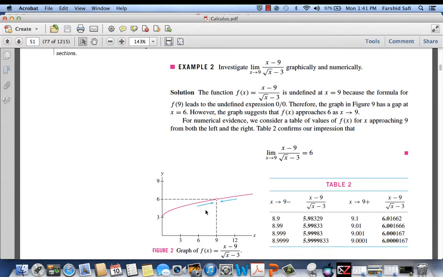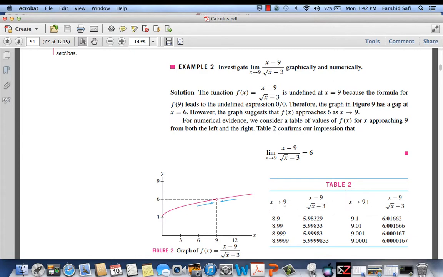I would suggest you actually take your two thumbs and place them where the blue arrows are, and get closer and closer to the x value 9 that way. Then see what y value you're approaching. That should serve as your limit. But this is where table 2 shows us numerically what is happening.